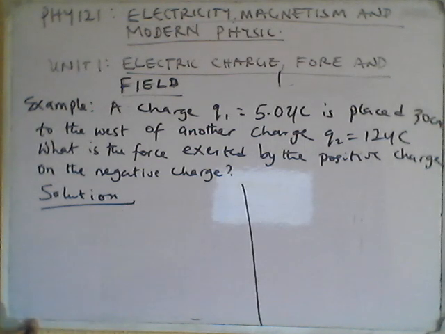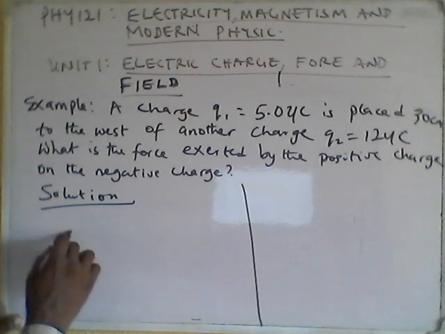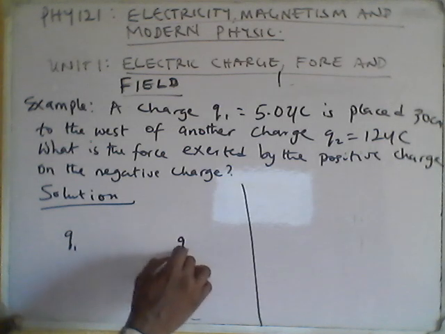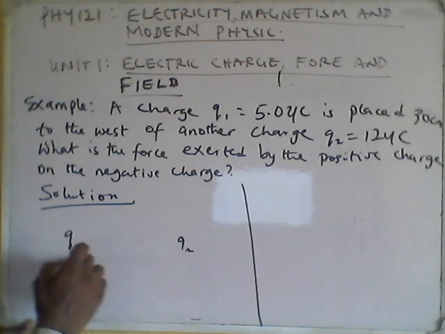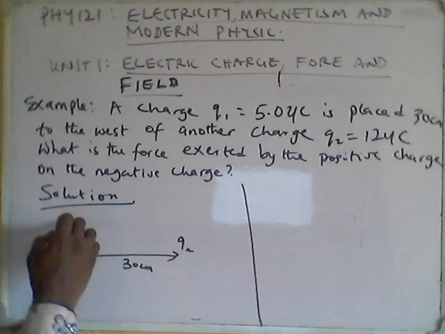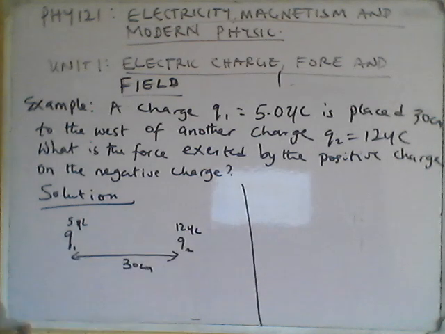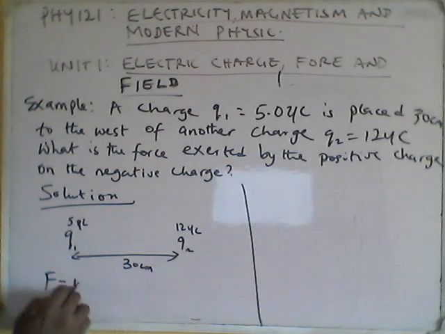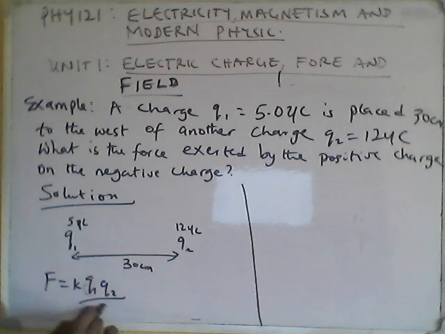So by diagram, I have Q1 placed on the west. So Q1 is here and Q2 is here. The separation distance between the two of them is 30 cm. Q1 has its own charge, 5 microcoulomb. Q2 has 12 microcoulomb. Okay, so it said what is the force of attraction between the two of them?